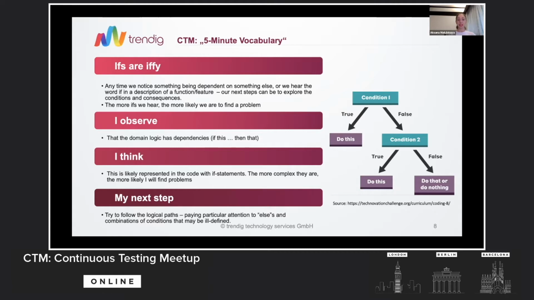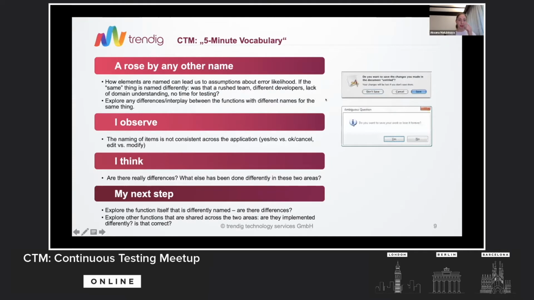In this case, it also increases the chance that somewhere a mistake might have been made. So your next step here is to try to follow the logical path, the happy path, but also pay attention to else statements and combinations of conditions. And the last microheuristic for today, I really like it. I really like the name: arrows by any other name.